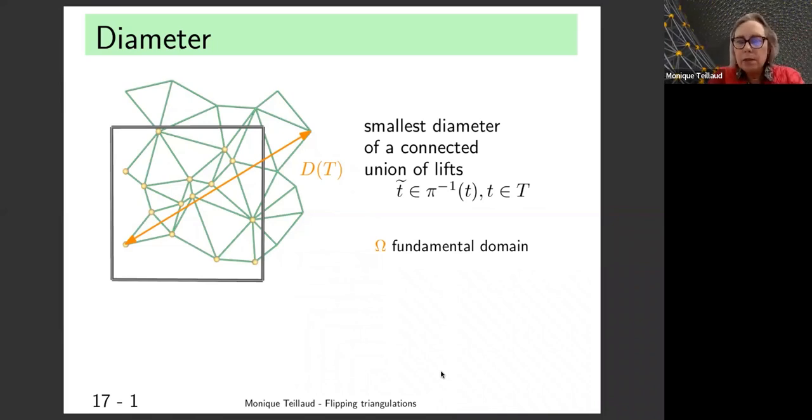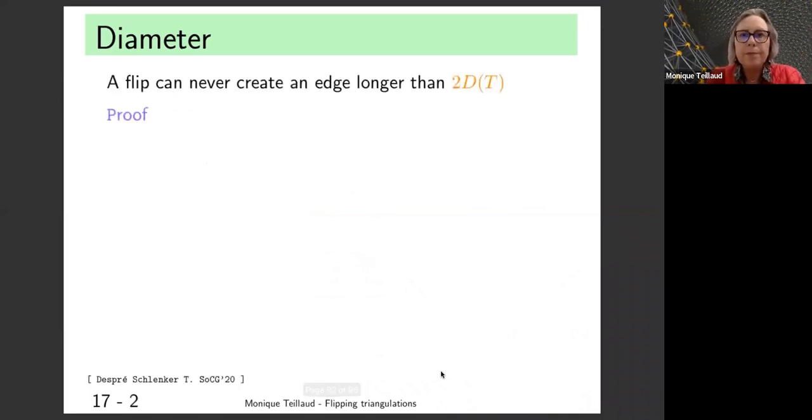And so it's easy to define, but it's really not easy to compute. So we will prove a bound on this function f of g of t in terms of this diameter. First, preliminary results. We can see that if you flip a triangulation on the surface, you can never create an edge that is longer than twice this diameter.